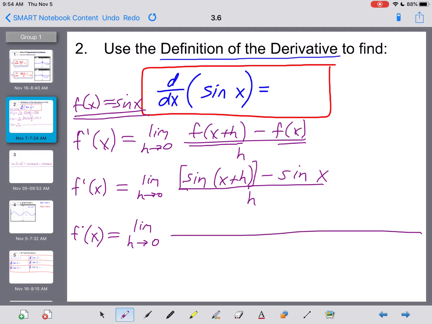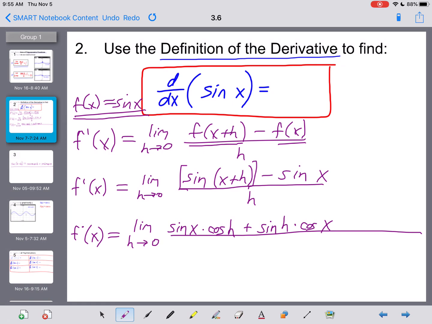So the sine of x plus h is going to become the sine of the first angle times the cosine of the second angle, plus the sine of the second angle, that's sine of h, multiplied by the cosine of the first angle, which is x. Now the order you do that in, guys, does not matter, because all we're dealing with here is addition and multiplication, both of which are commutative.